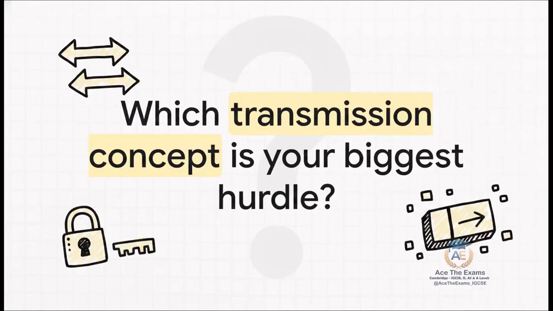So, as we wrap up this explainer, I really want to leave you with a question to think about as you prepare for your exams. Which of these data transmission concepts is your biggest hurdle right now? And how will you apply the structures we discussed today to overcome it? Whether it's memorizing the difference between half and full duplex, or wrapping your head around the logic of asymmetric encryption, just break the concepts down exactly like a data packet.